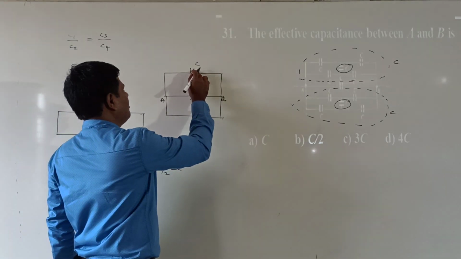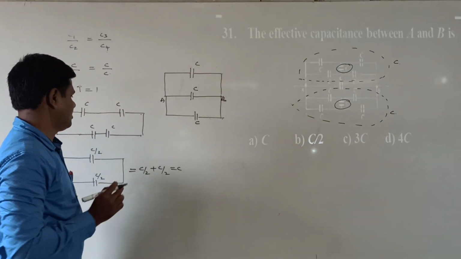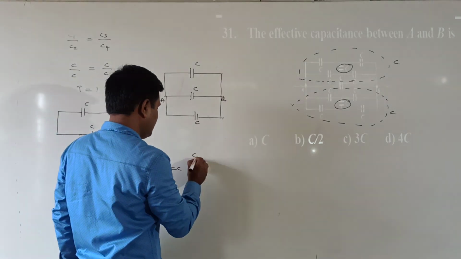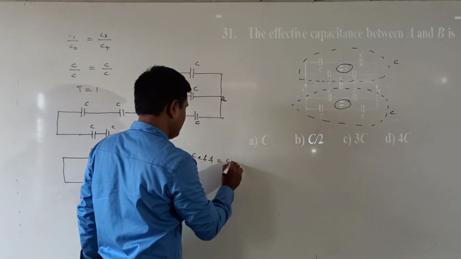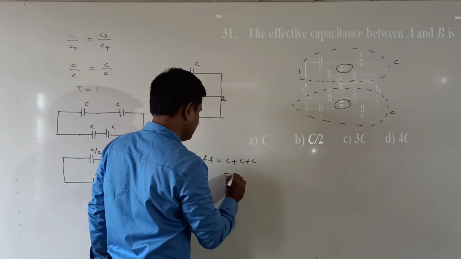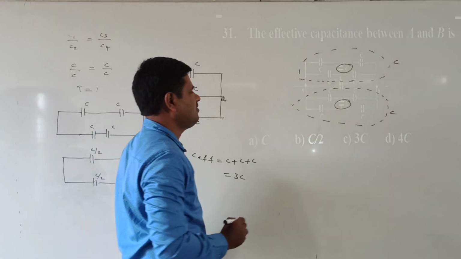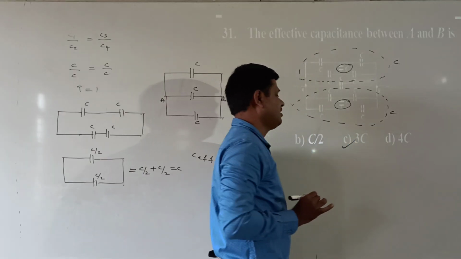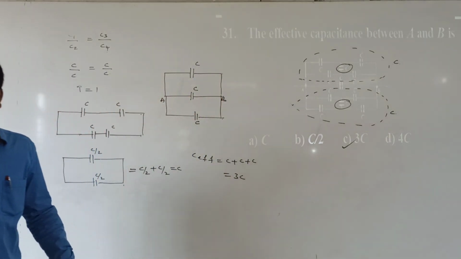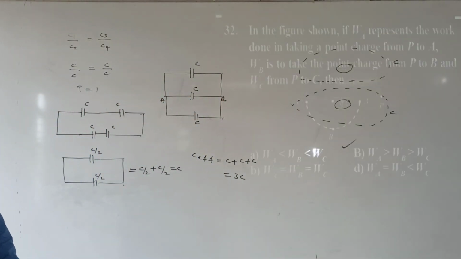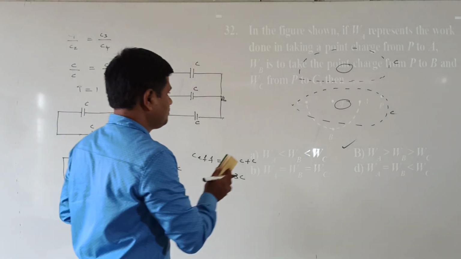These three are in which combination here? Parallel combination is there. Parallel combination means C effective is equal to C plus C plus C, which is 3C we are getting here. Which option is correct here? C option is correct. Next we go to question number 32.